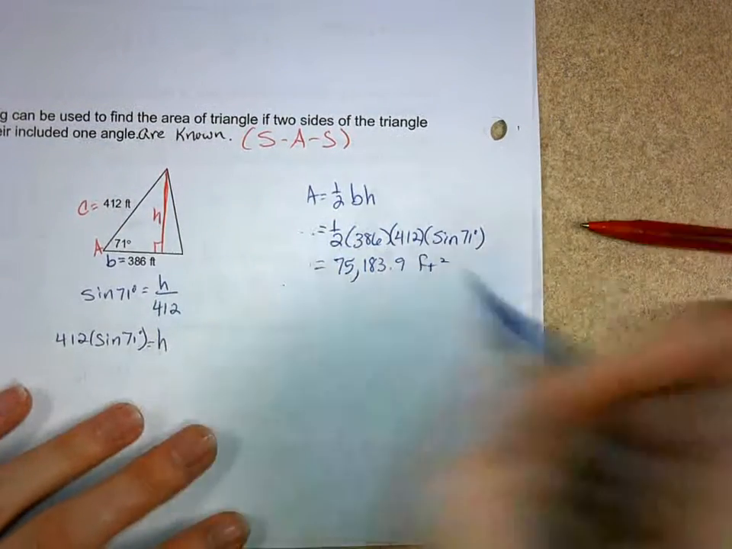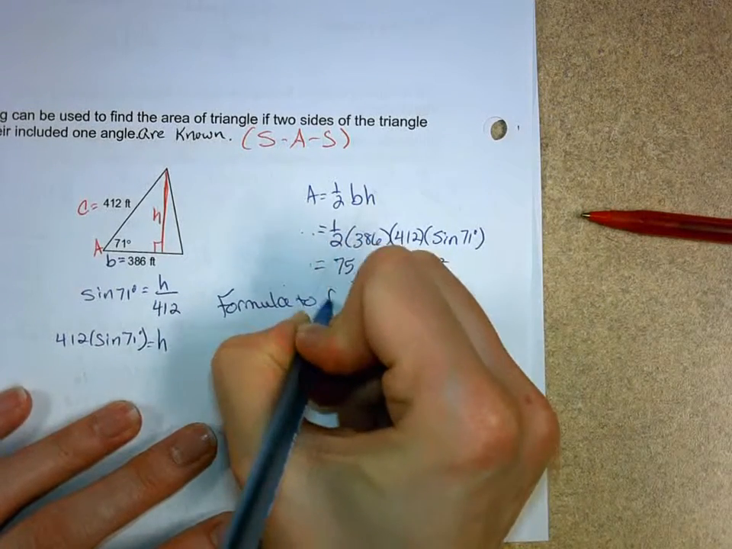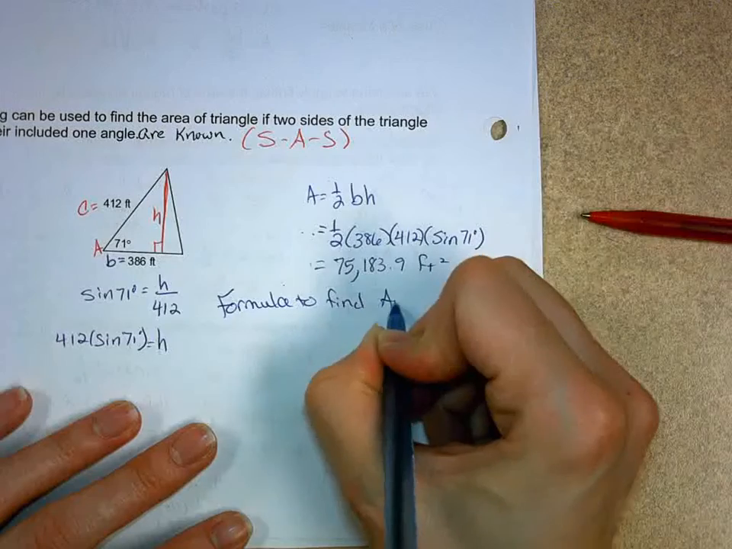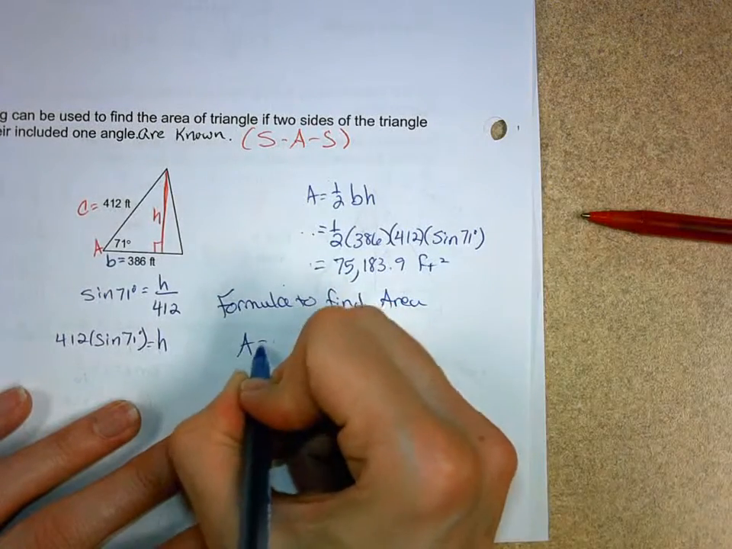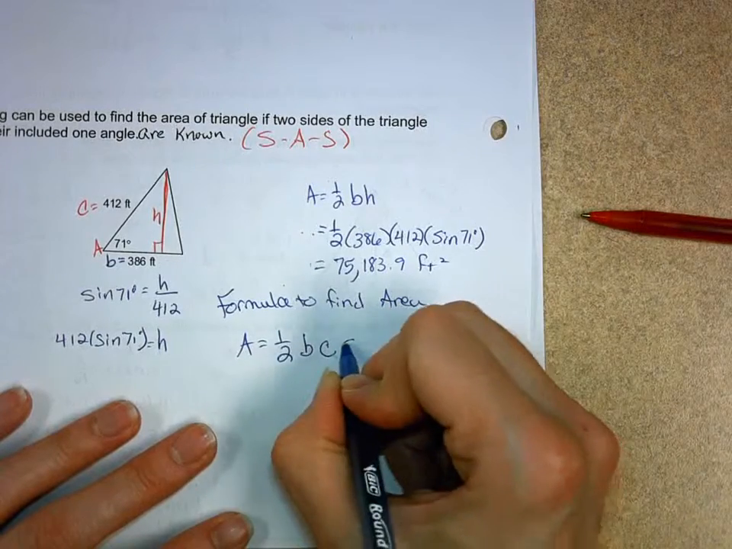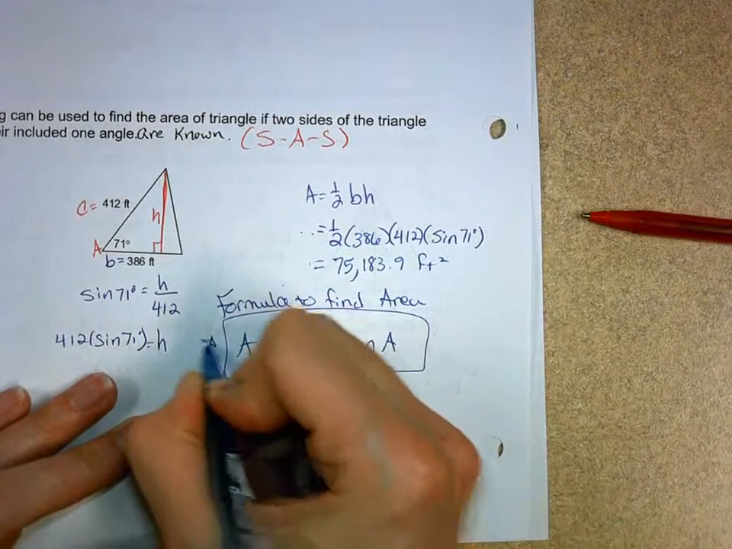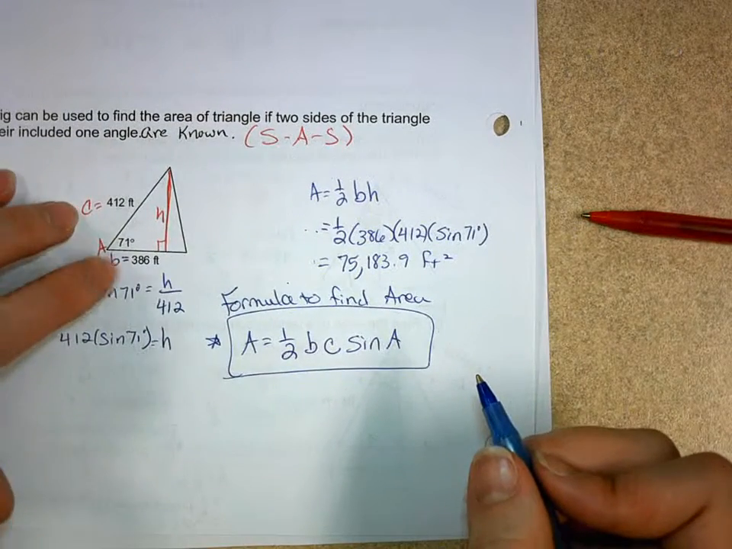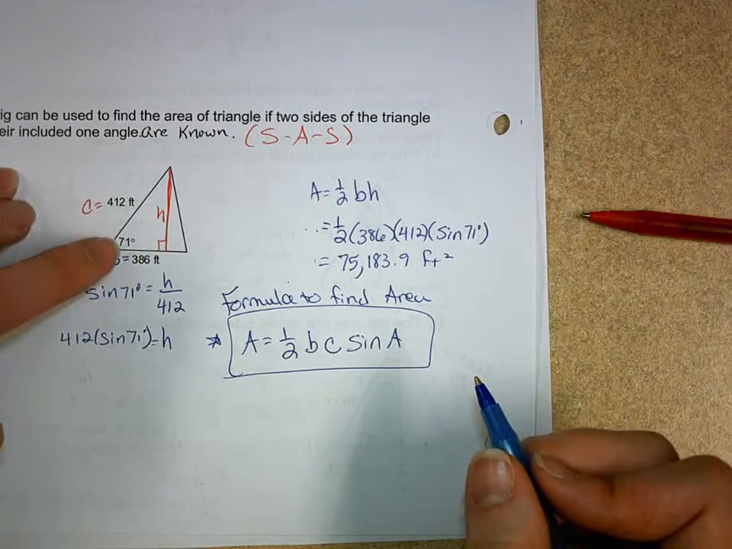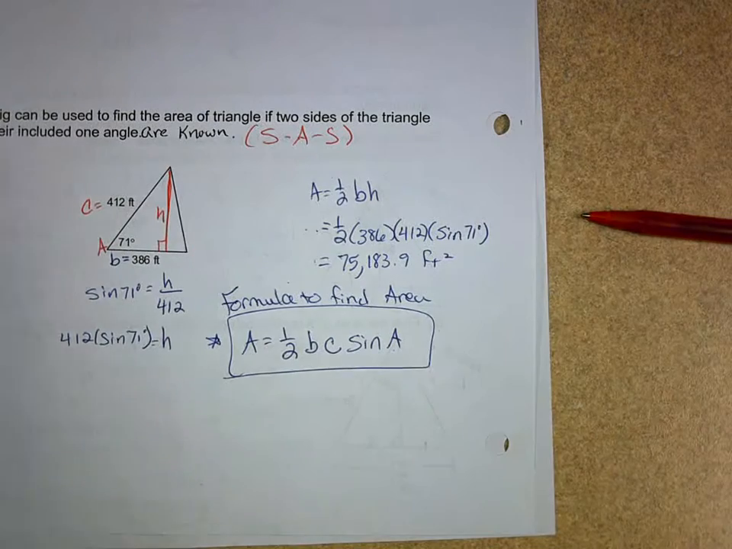So the formula to find area is the following. Area equals 1/2 BC times the sine of A. And now this one you're going to want to memorize. Now what are B, C again? B and C are the two values that surround the angle, and A is the angle. And this will work every single time for area. We're going to apply it to the 4 triangles on the other side.